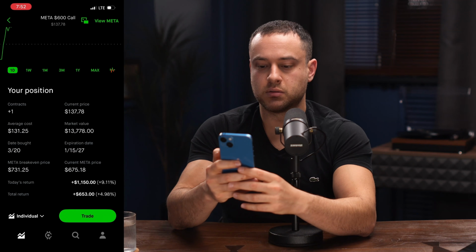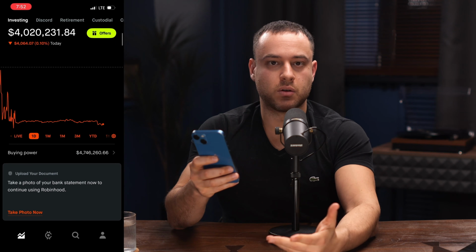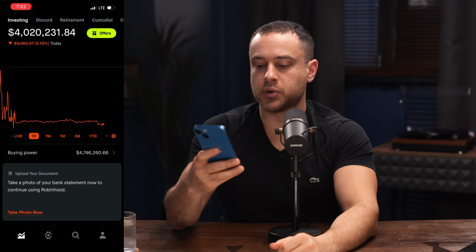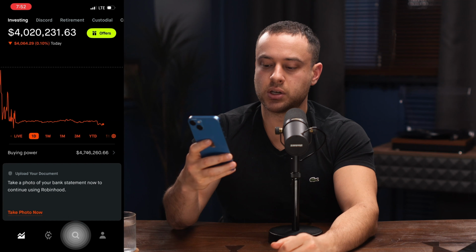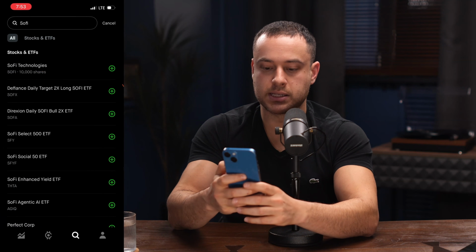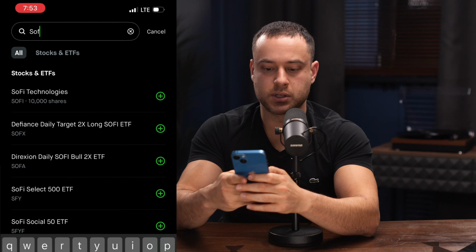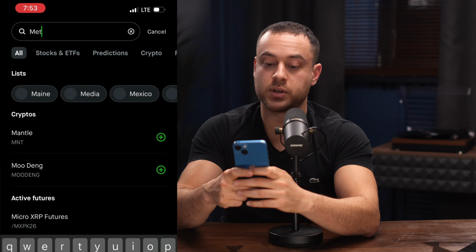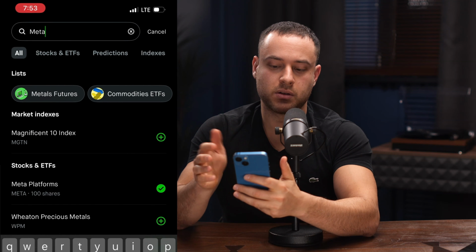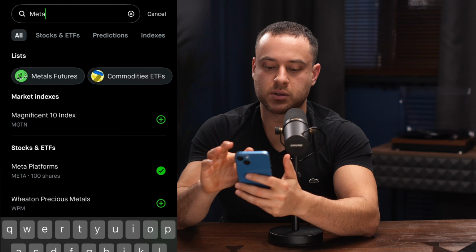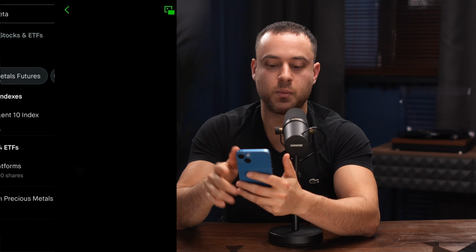So first thing that you want to do if you're using your mobile device is log in to Robinhood. Then you want to go into the search here, and then you're going to type in a stock. I was showing a previous example on SoFi. Now I'm going to show an example on Meta. So I type in META for the ticker symbol, and I can click into Meta Platforms.